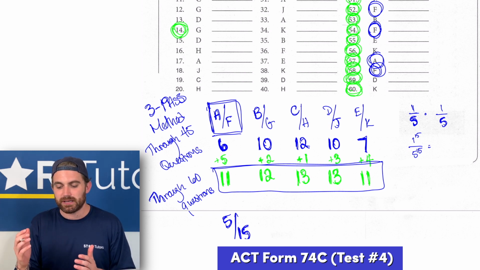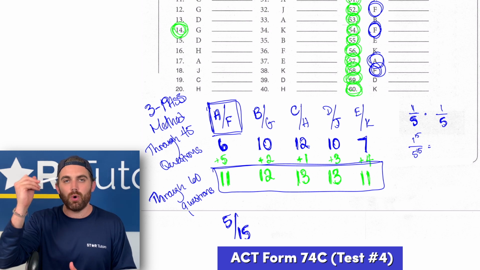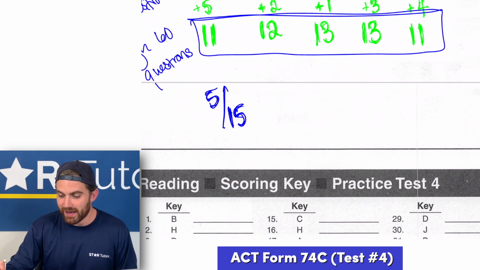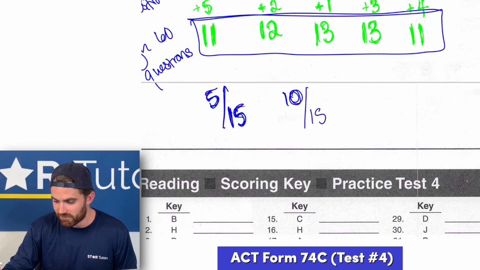But why is it so psychologically difficult? Because we know we're going to miss questions. By guessing A and F all the way down, I actually missed 10 questions, right? I actually missed 10 out of 15 were incorrect, but 5 out of 15 were correct.